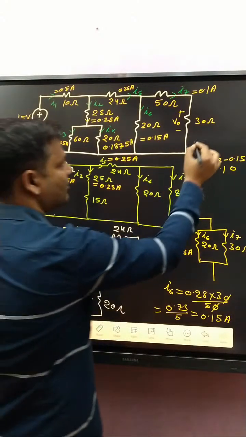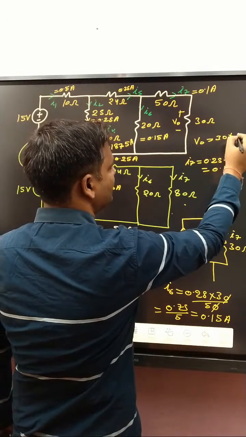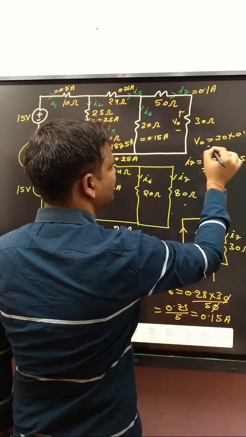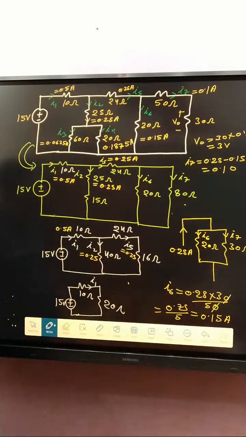Okay, final answer. So V0 is how much? 3 volt. Multiplication of these two, 30 into 0.1, so that is 3 volt. Okay. So finally we got the answer: I1, I2, I3, I4, I5, I6, I7, and also output voltage V0. If anyone faced doubt, then tell me, I will explain again. Okay?